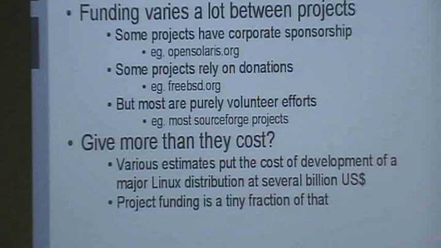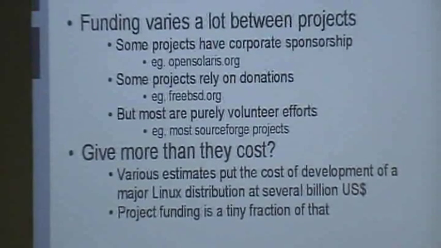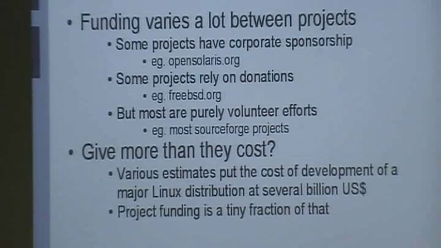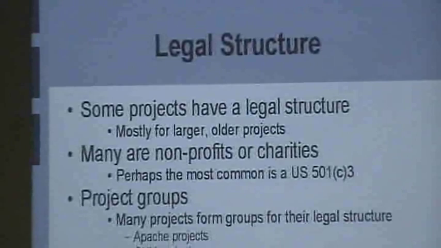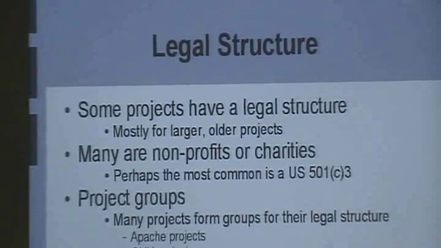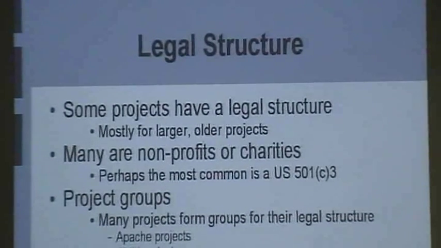Now, nobody has actually paid several $1 billion to develop this software, so most of that effort has happened through volunteers. So most of the funding of free software projects happens through volunteer efforts, like yourselves. Project funding is only a tiny fraction of the several $1 billion value of something like a Linux distribution. So, legal structure. Some projects have a strong legal structure, and it tends to be for larger, older projects.